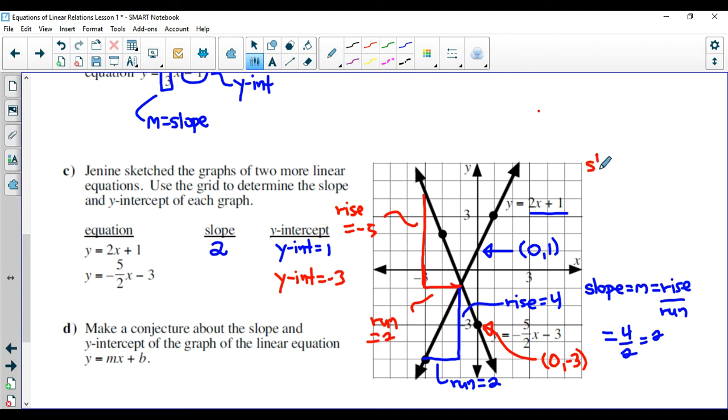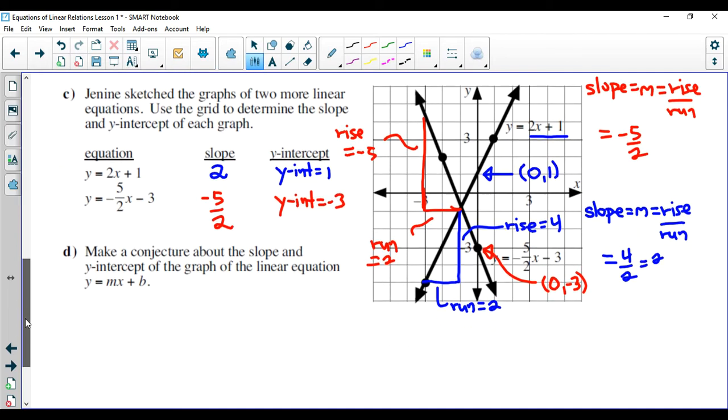Therefore, the slope of that line would be equal to m, which is the rise over the run, which would be equal to -5 over 2. Okay, so you got -5 over 2. And then it says here, make a conjecture about the slope and the y-intercept of the linear equation y equals mx plus b.